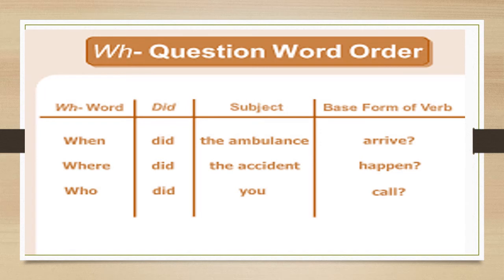WH question word order. We begin with the WH word like when, where, who, how, plus did, plus the subject of the sentence, plus the base form of the verb or the infinitive form. When did the ambulance arrive? Where did the accident happen? Who did you call?